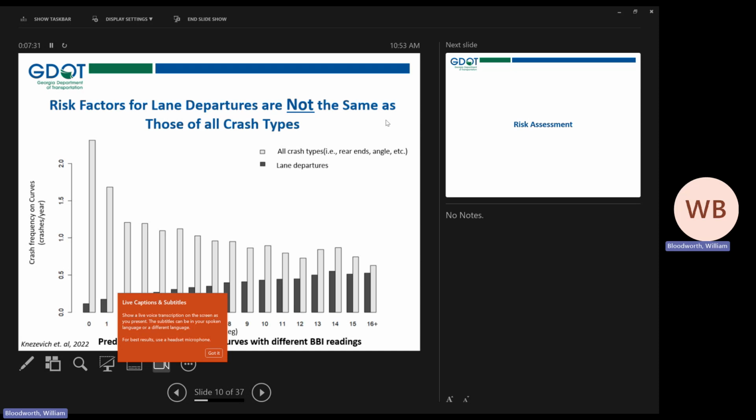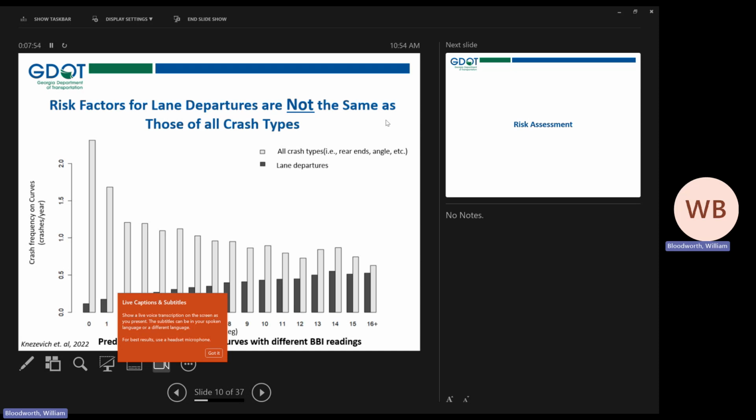So what you're seeing is at very low ball bank indicator readings, you see lots of all crash types. There's intersections, driveways, your rear ends, angle crashes. Really has nothing to do with ball bank indicator readings. Likely if you have a sharp curve, that's not where you're going to put an intersection or a driveway. So ball bank indicator is not playing into those types of crashes.